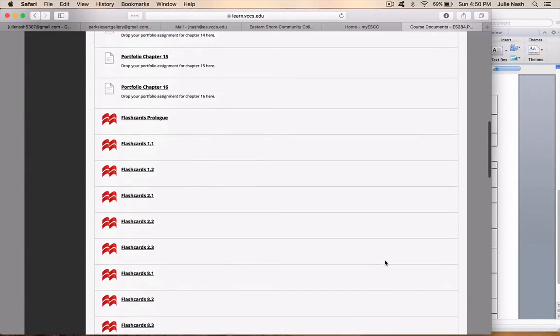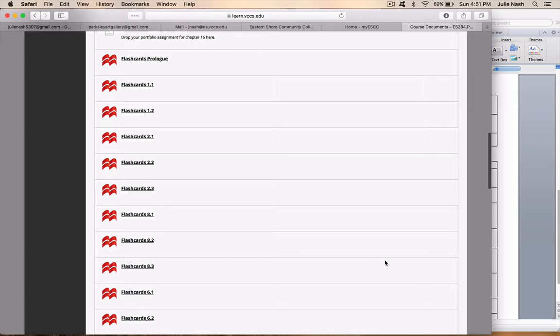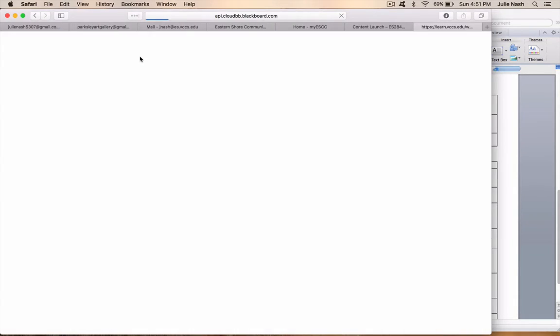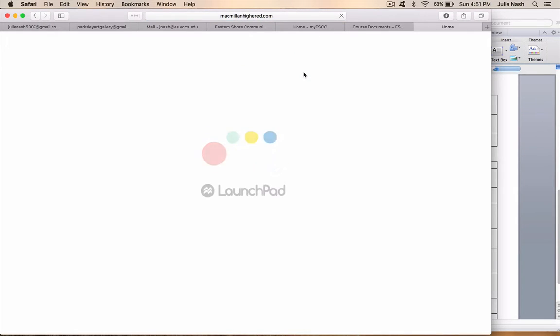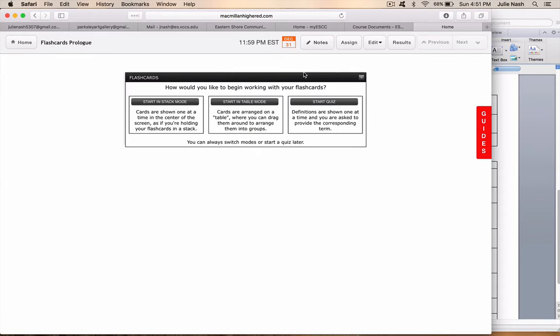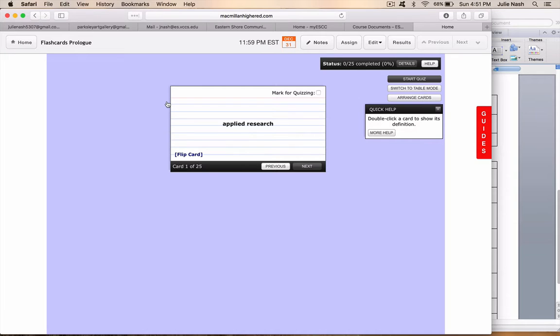Okay, now below that for your practice, before you take an exam, here are flashcards that you can use to study with. Okay, so you can click on them and they should take you to the website. I don't know if yours will do that, but mine does because I'm on Safari. Okay, so start in stack mode, start in table mode, or start a quiz. These are just really practice quizzes and they're actually very good. So you should use these to practice what you're going to do.